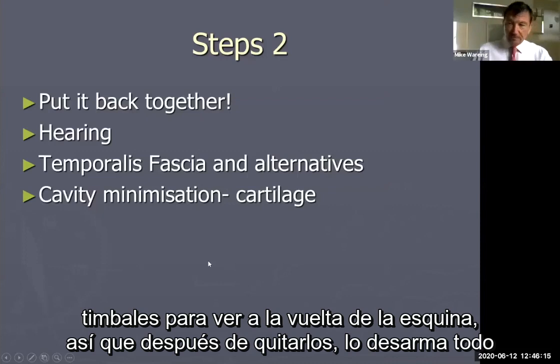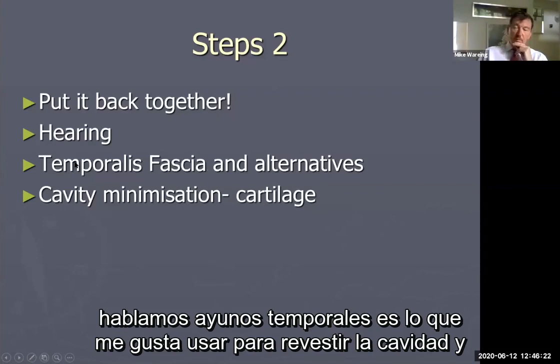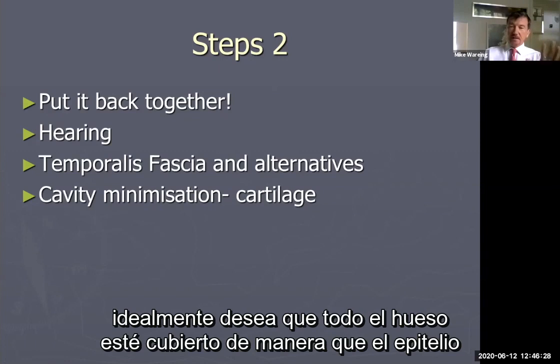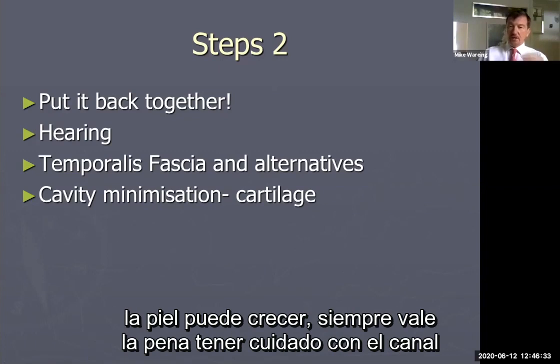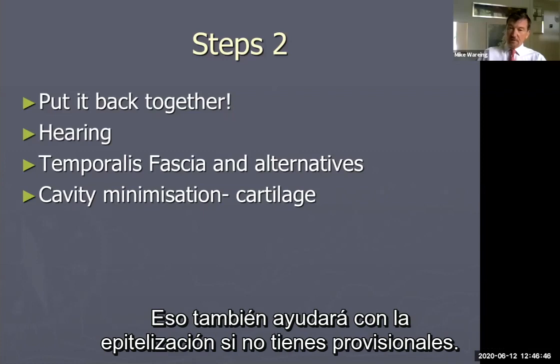So anyway, after you've taken it all apart, you then have to put it back together again. And we've spoken, temporalis fascia is what I like to use to line the cavity. And ideally, you want all the bone to be covered such that the epithelium, the skin, can grow across. It's always worthwhile being careful with your canal wall skin. I mean, really, you don't want to lose any canal wall skin, okay, because that will also help with the epithelialization.